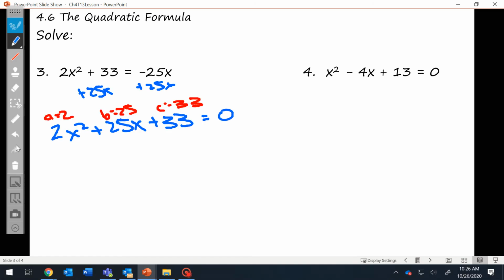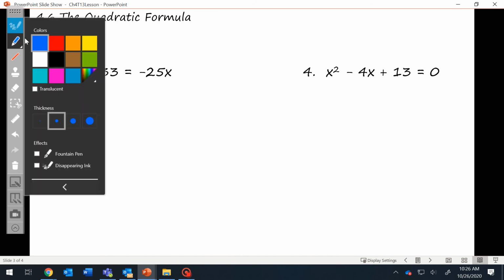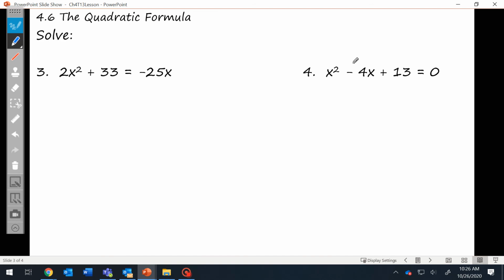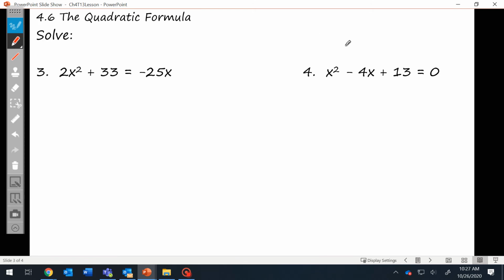All right, let's take a look at number 4, x squared minus 4x plus 13. This one would be way easier to solve by completing the square, but we're doing it this way, so we'll use the quadratic formula. A equals 1, b equals negative 4, c equals 13.